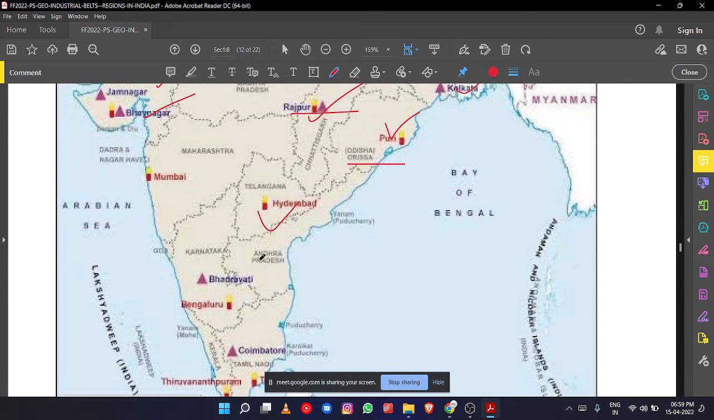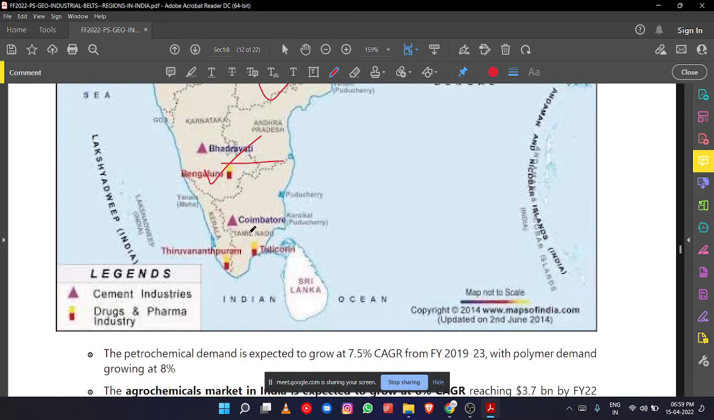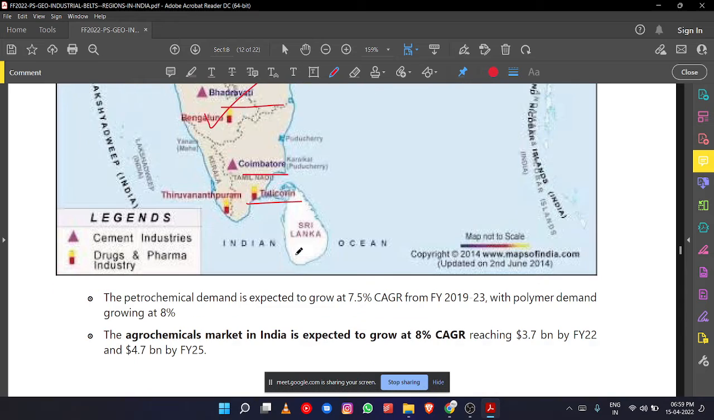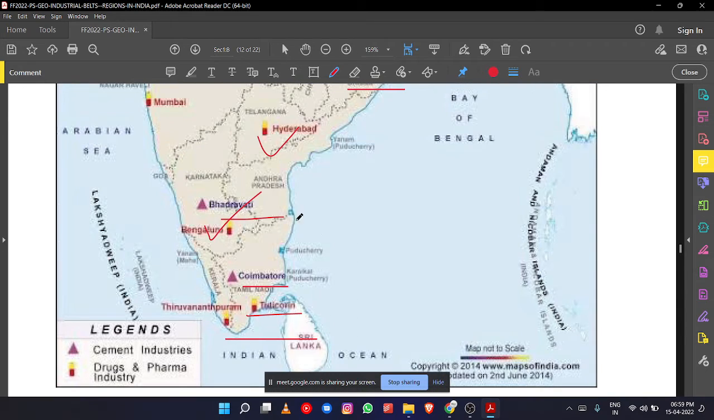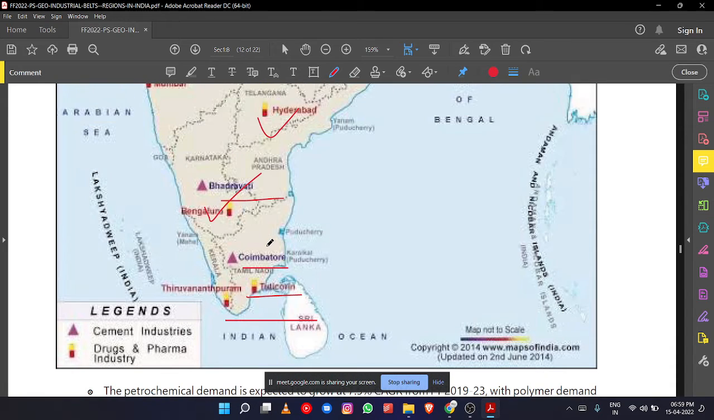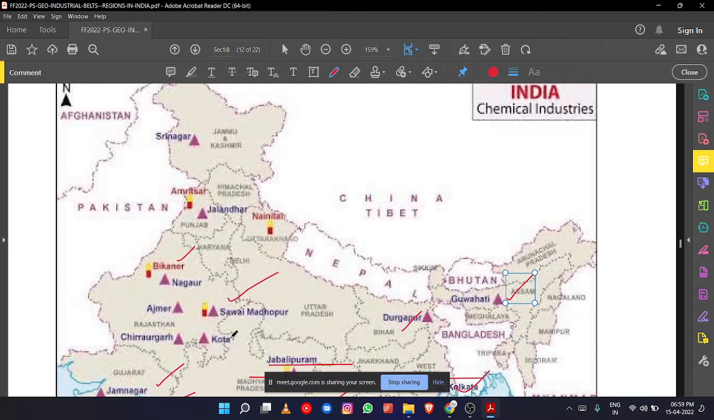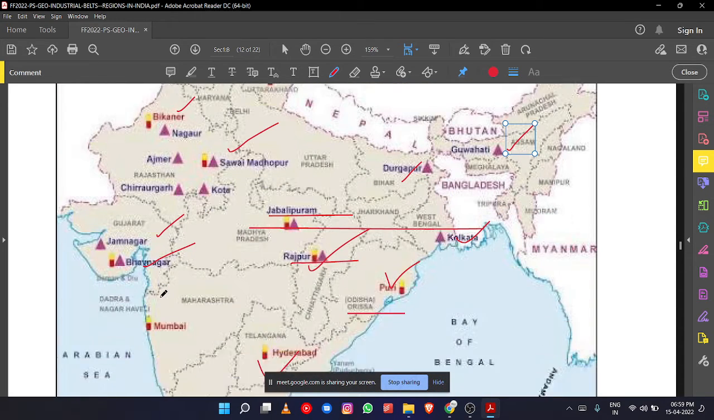So Hyderabad in Telangana, Bangalore. Okay, Bhadravati plant is there. So Coimbatore area, Tuticorin area, and Thiruvananthapuram area. So these are the areas in which chemical industries and drug and pharma industries are present. Sorry, cement industries is given here. Sorry, these are the cement industries.